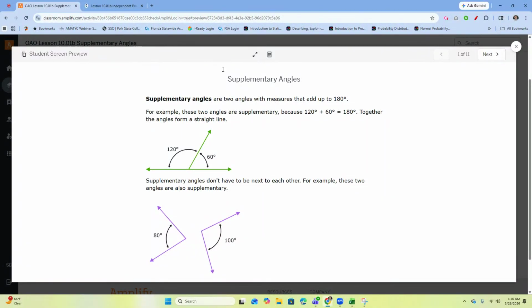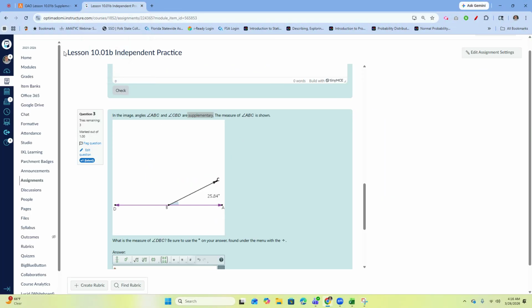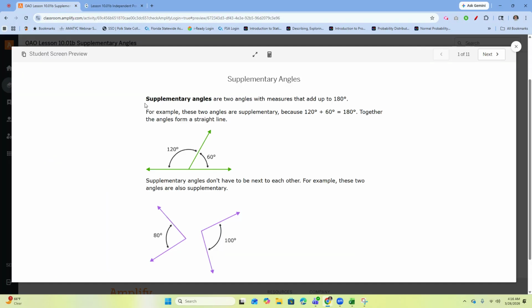All right, today I'm going to explain how to do lesson 10.01 B independent practice, which basically we're going to work with what are called supplementary angles. And what are supplementary angles? Supplementary angles are two angles that when you add them up are equal to 180.